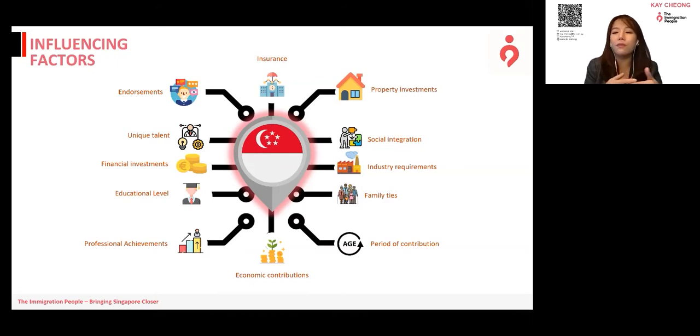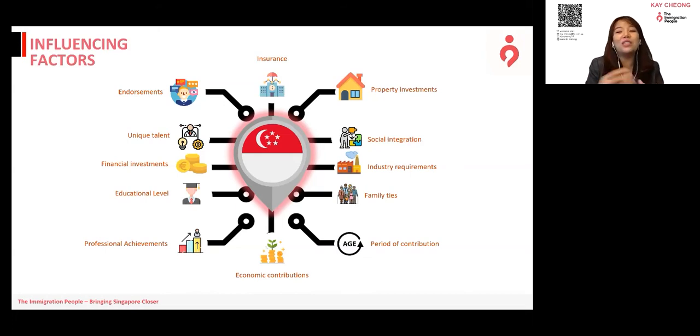The next one is property investments. Of course, being a foreigner here, you have to pay additional stamp duty as high as 20%. If you have the budget and can afford the additional stamp duty, please go ahead, because it is definitely one of the best ways to showcase that you are integrated and committed to staying here in Singapore, that you have already purchased a property.